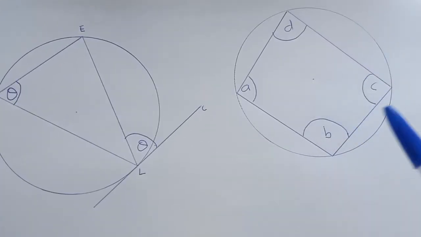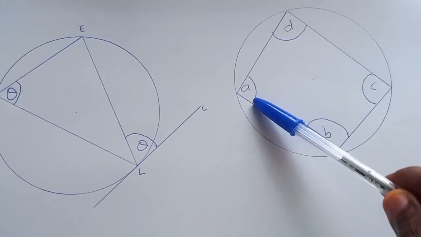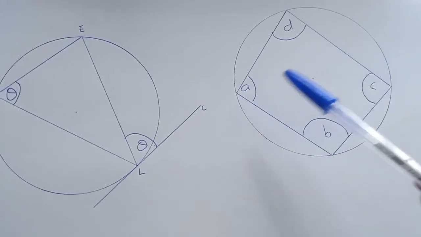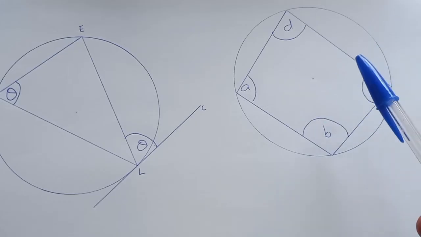This side: the opposite angles of a cyclic quadrilateral are supplementary. That is, they add up to 180.